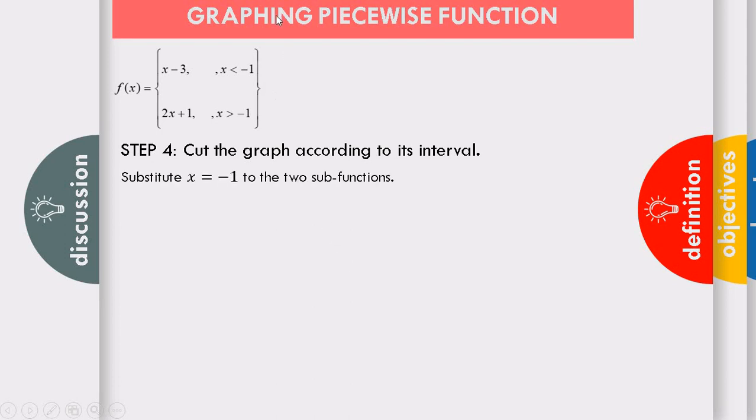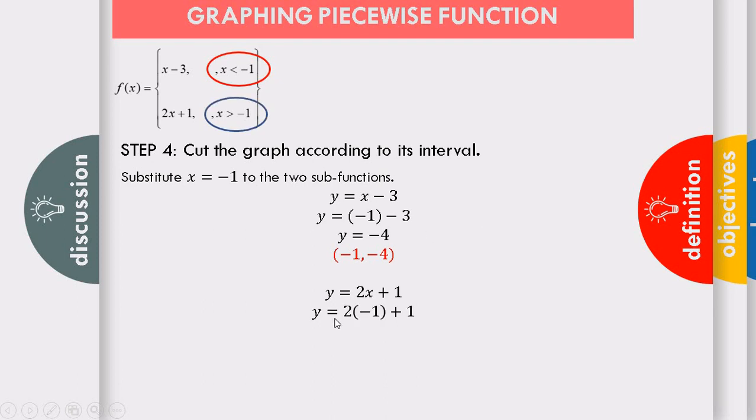So we will just substitute negative 1 into the function. It will become y equals x minus 3, y equals negative 1 minus 3, so y equals negative 4. So (negative 1, negative 4). Then y equals 2x plus 1, substitute negative 1. So y equals 2 times negative 1 plus 1, negative 2 plus 1, therefore negative 1. So our conclusion: we will cut the first graph exactly at the point (negative 1, negative 4), while for the second graph it is (negative 1, negative 1).